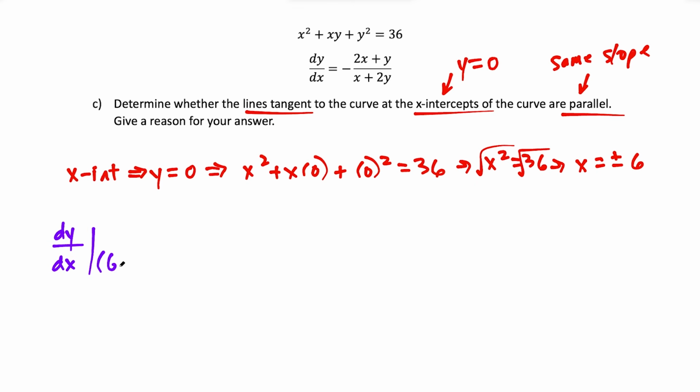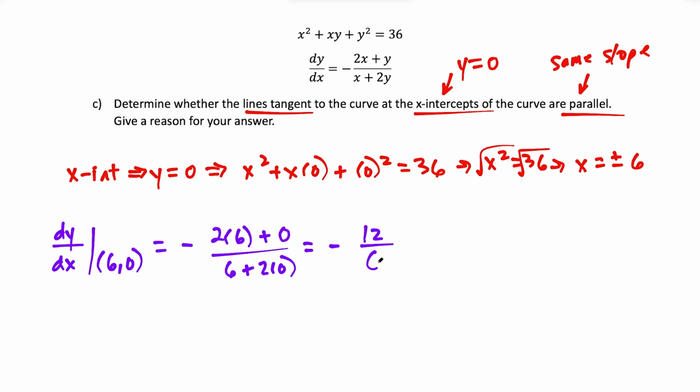So first, let's find the derivative at (6, 0). And if we plug into the formula here, we're going to have negative, and then we have 2 times 6, and then plus 0, over, and then we have x, so we're going to have 6 plus 2 times 0. And this simplifies, we're going to have negative, and we have on top 12, and then on bottom we have 6. So this simplifies to -2.